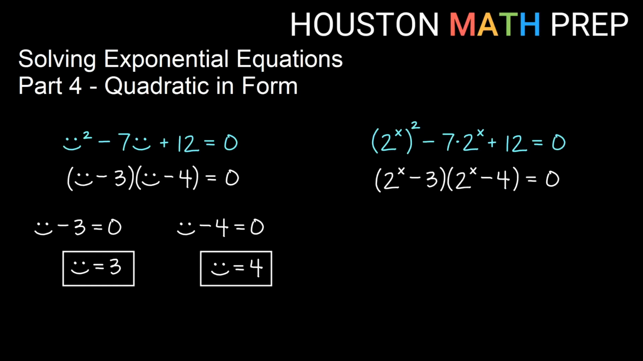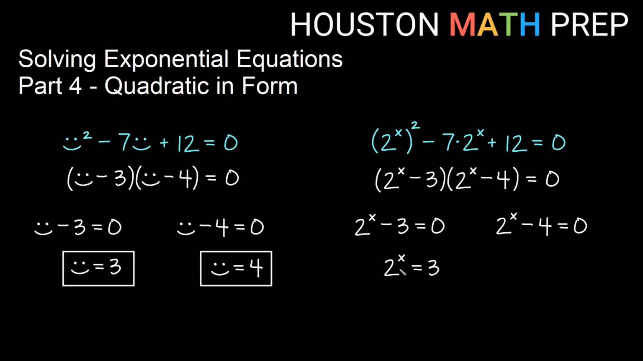I take those factors since they're multiplying to get 0 and I set them equal to 0. Now I solve these a little bit differently. There's an extra step because it's 2 to the x in place of smiley face or a or x. I do add 3 to both sides, but then I have 2 to the x equals 3. What I need to do now to finish solving for x is undo the operation base 2 exponential.